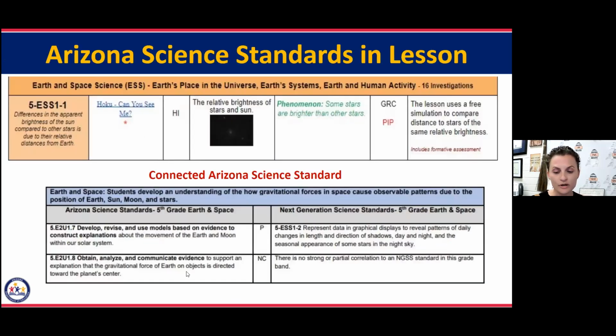So the lesson that we are going to be doing today is an Earth and space science lesson. And you'll see that it falls where our Arizona science standards are. It's falling underneath developing, revising, and using models based on evidence to construct explanations about different parts of our solar system. And then the goal that we want our students to reach in 5th grade is that we want them to be able to obtain, analyze, and communicate evidence to support an explanation. So all of this feeds into the lesson that we are going to be doing today.